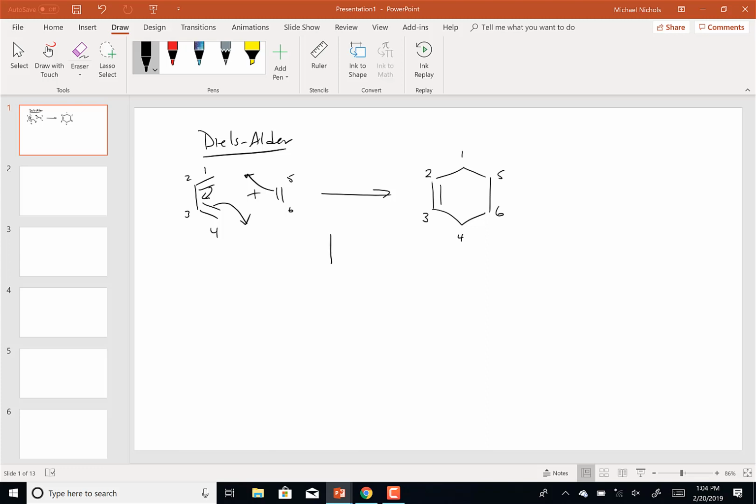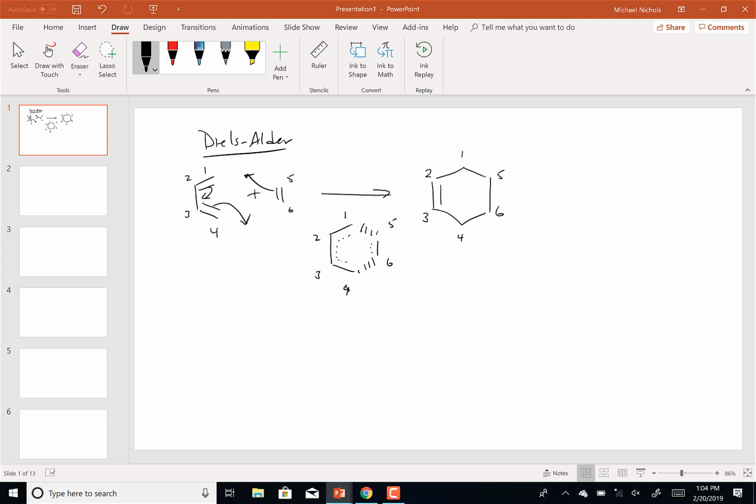The transition state for this reaction is basically going to look like this. We're going to have the formation of the 1-5 and 4-6 bonds, and then we're going to have partial double bonds throughout the rest of the molecule. So that would be the transition state.